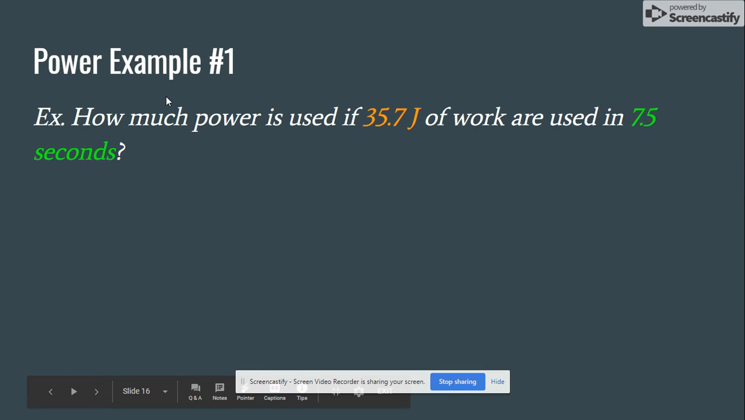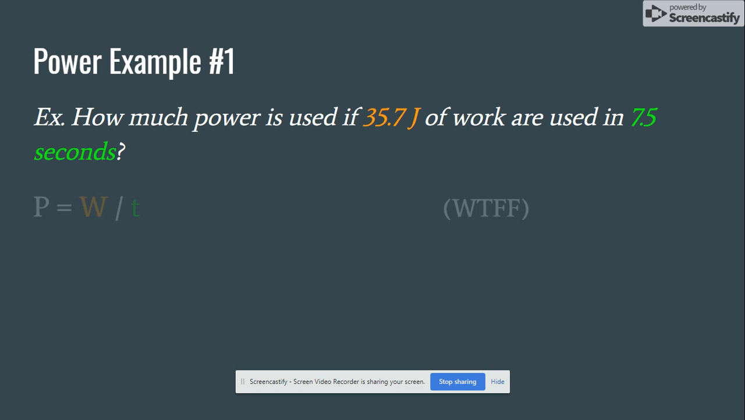Power example number one, we're going to have two power equations. Number one, please be writing this down: how much power is used if 35.7 joules of work are used in 7.5 seconds? This could be like a blender. This could be a toaster. This could be some sort of appliance that is using energy over a certain amount of time, applying some sort of work in a certain amount of time.